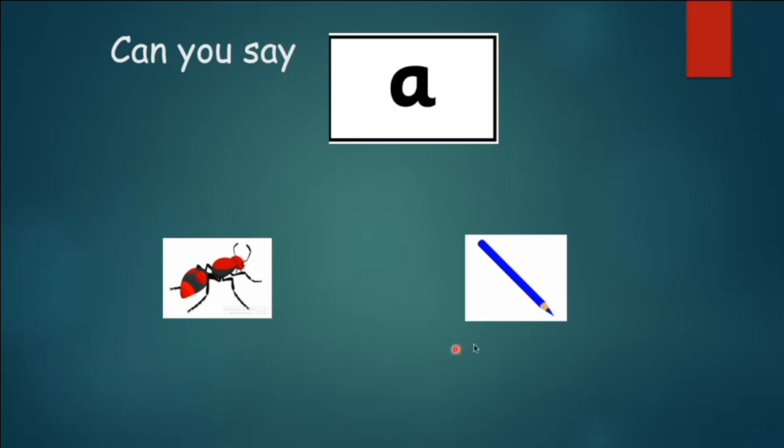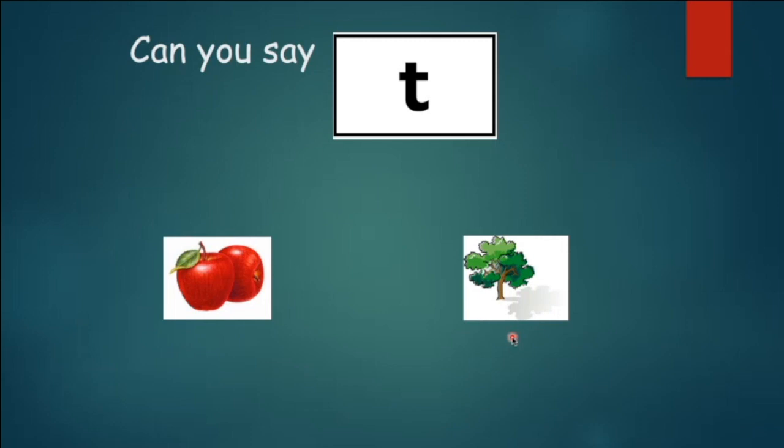Now, let's check the next picture. This is a pen. Let's say the sound for the word pen. P-E-N. Now, children, do you hear the A sound from the word pen? No, the word pen doesn't have an A sound. All right, we have here the next one.